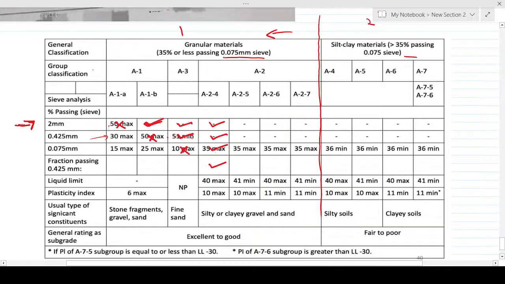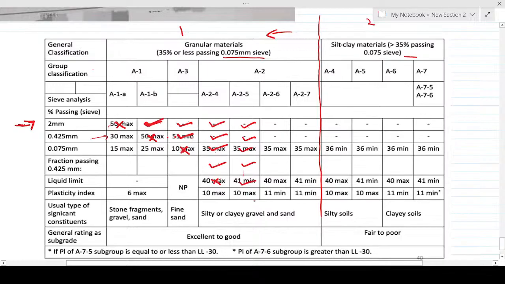Then the liquid limit. The liquid limit in the question was given as 55%. But our maximum is 40, meaning that this side is also not satisfied. So we have to move here. But we don't just move. We have to check if the top at that side is also satisfied. This is a dash, satisfied. This is a dash, satisfied. That's 35 maximum, then we have 24. So this is also satisfied. Now the liquid limit is 55. The minimum is 41 here.